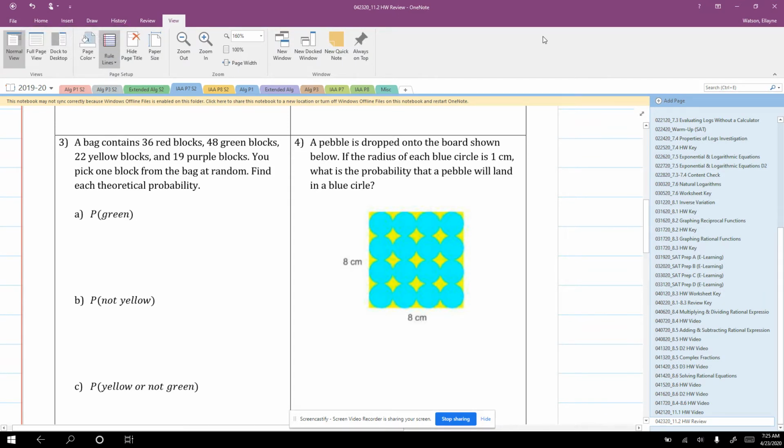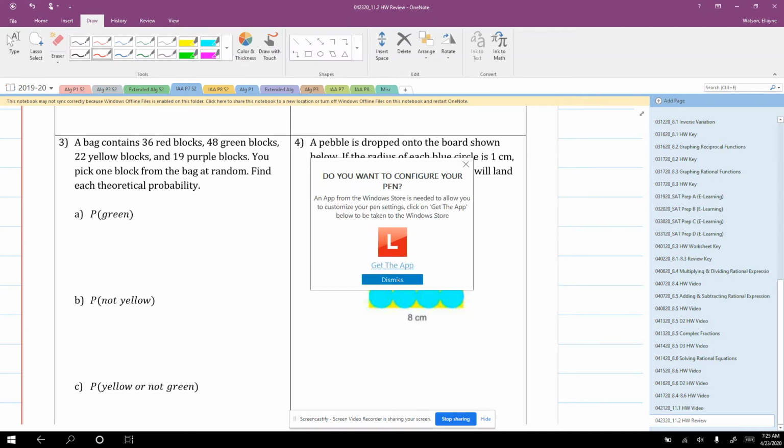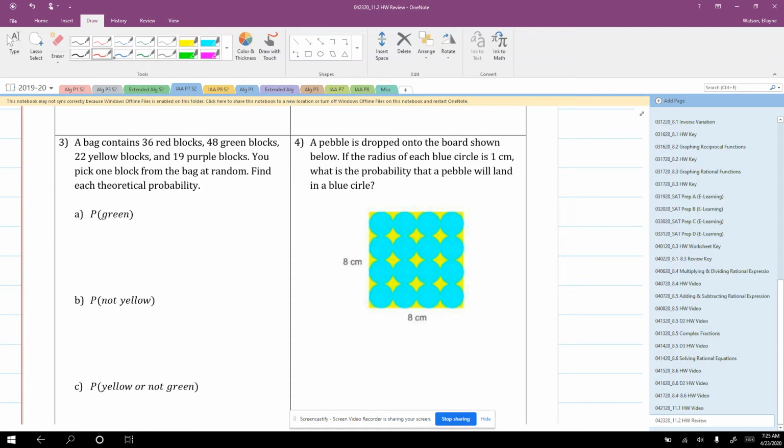Okay, in this one we're going to be dealing with some area. It says a pebble is dropped onto the board shown. If the radius of each blue circle is 1 centimeter, what is the probability that a pebble will land in a blue circle? Somebody asked, are all the circles blue? The answer is yes. I know it's a weird color blue, but it says each radius is 1. So right from here to here is 1, which makes sense, right? Because if this is 8 centimeters, then this entire thing is 2, so 2, 4, 6, 8.